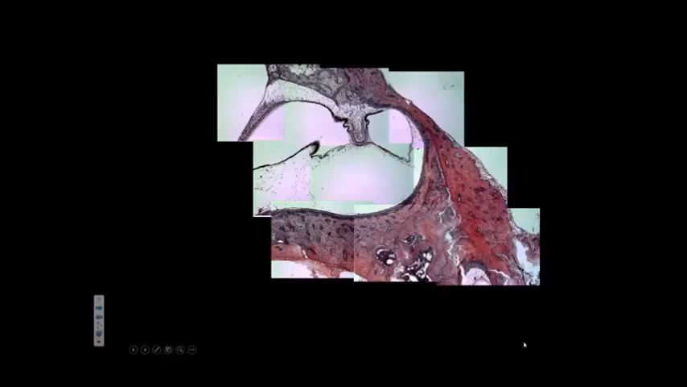So here it is again. This is the gelatinous material, and your hair cells are right in here. Cool, huh? Those are little hair cells, the little red things.